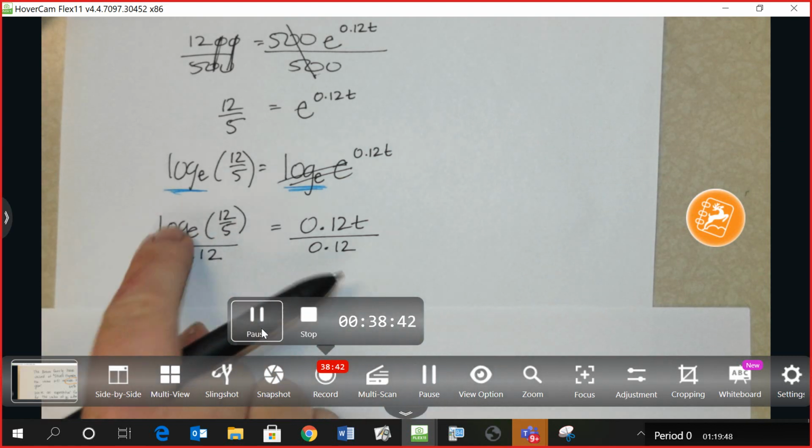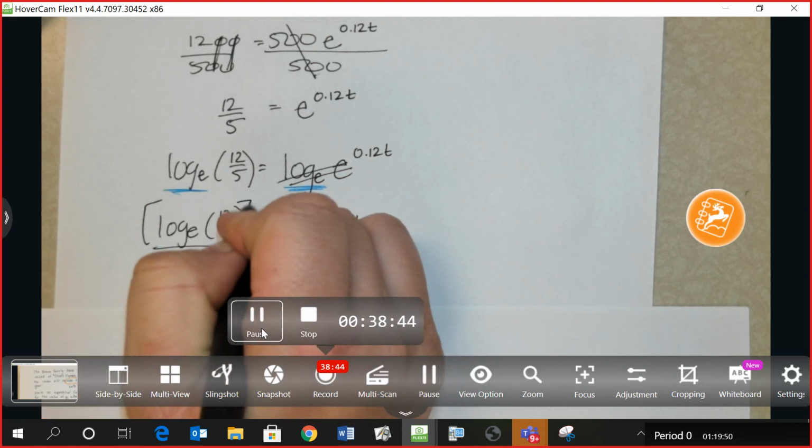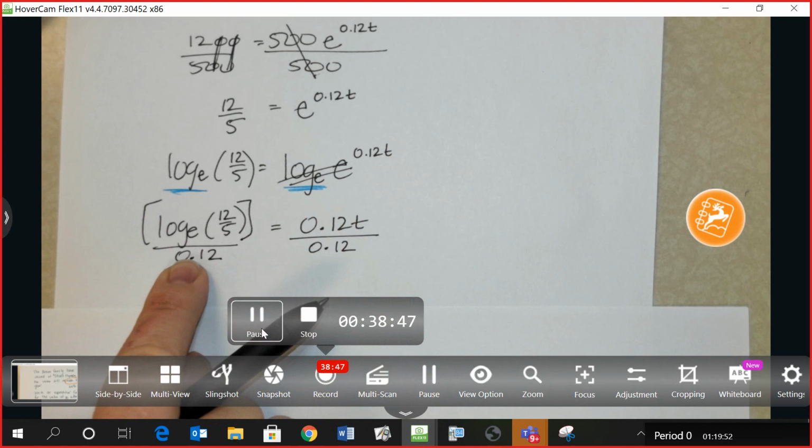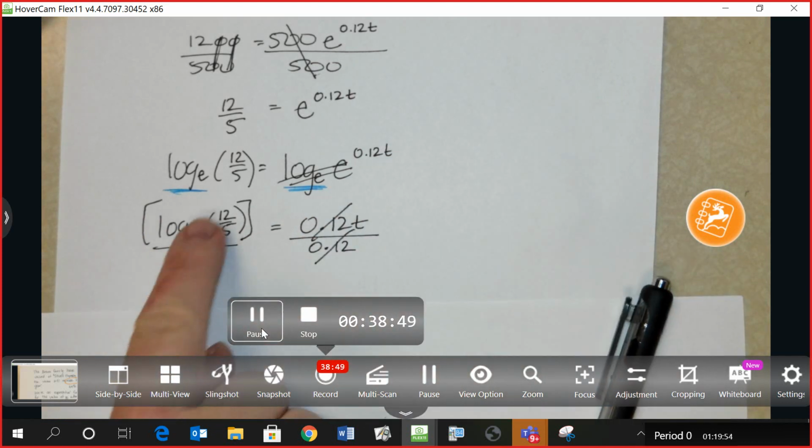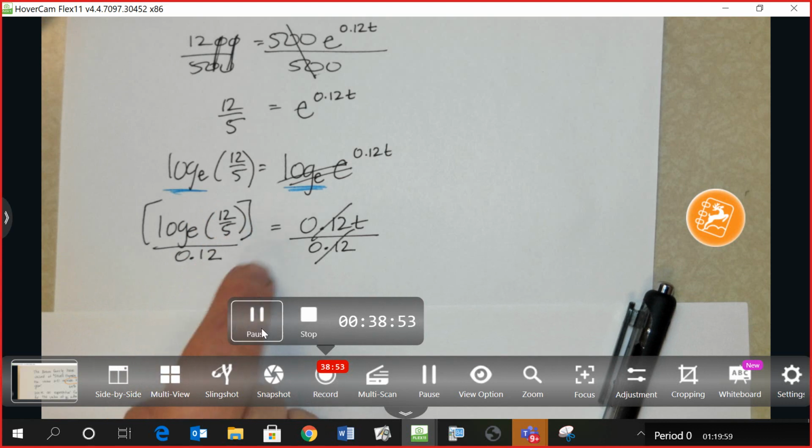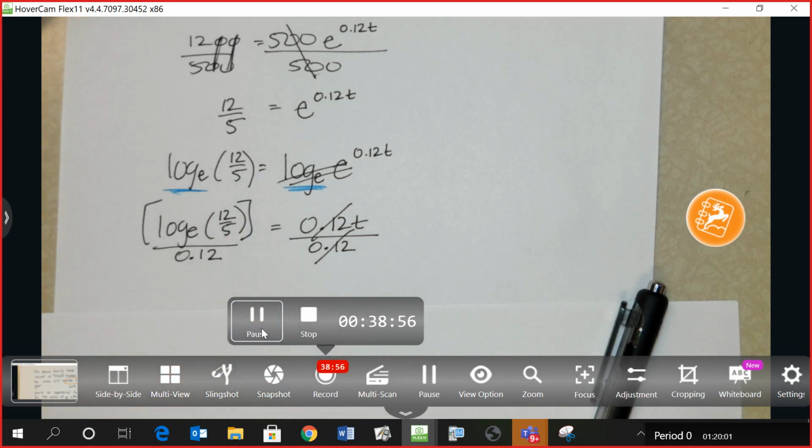Okay, how we plug this in matters. I'm going to put a parenthesis around this whole thing, and then I'll divide by the bottom. So here we go. I'm going to do the top and then divide by the bottom. Log base E of 12 over 5 divided by 0.12.